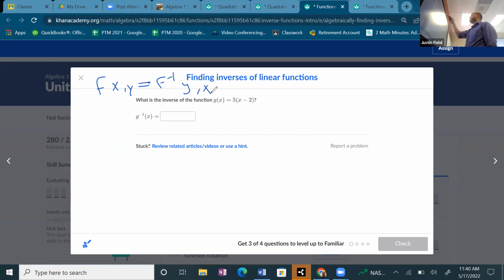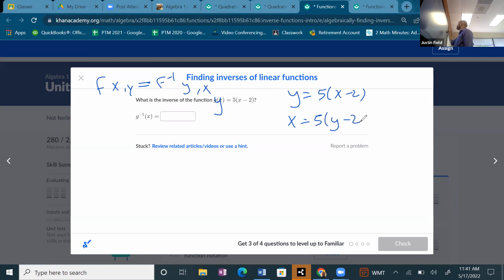So what is the inverse of the function? First we're going to replace this with the letter y. So we're going to write y equals 5x minus 2. So write that down. Replace function notation, g of x with a y. Then switch the x and the y. Write that down. Switch x and y. So I'm going to write x equals 5y minus 2.